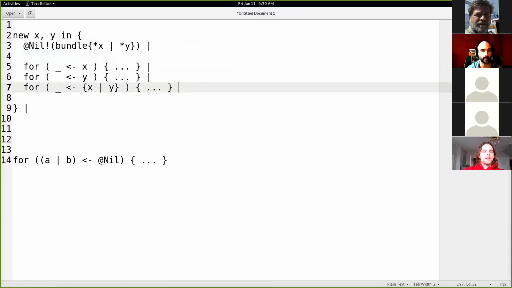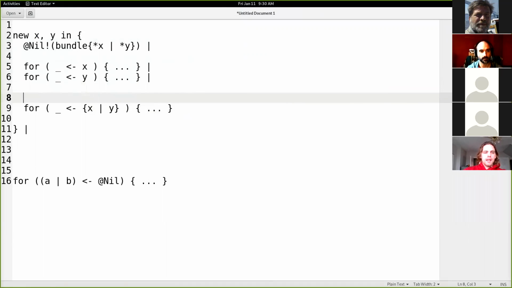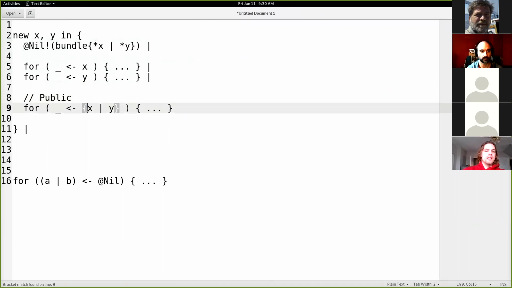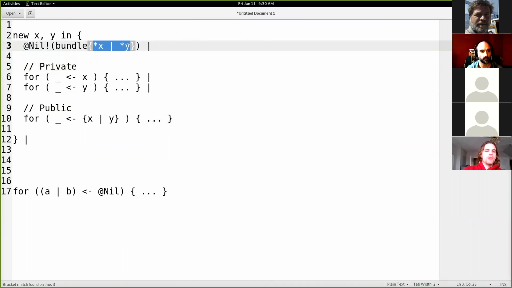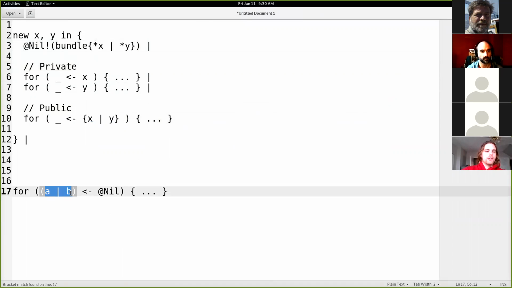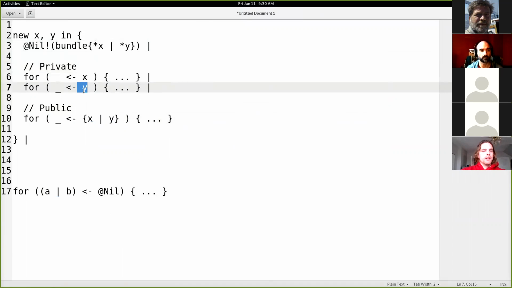And the reason to send the bundle here is, let's say this one is public. I want anyone to be able to call this thing, so they need this name X par Y, and so I send it to them. But this one is private, and this one is also private. If I send this without the bundle, then whoever's receiving it can use pattern matching to get A and B, and then they'll be able to call these private ones. So that's a little dive into Rholang.